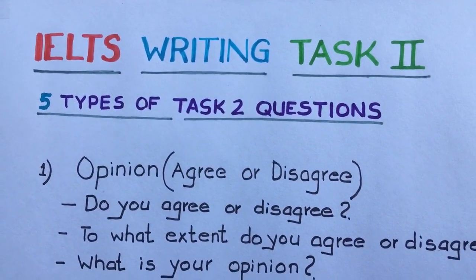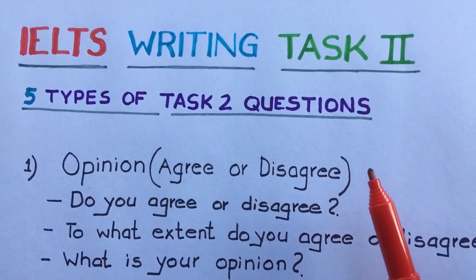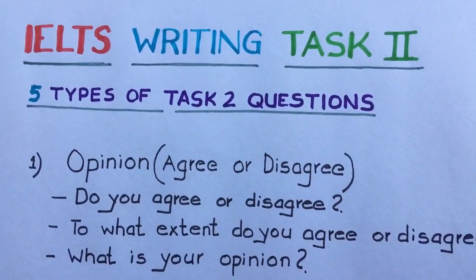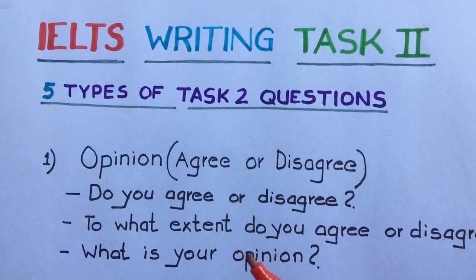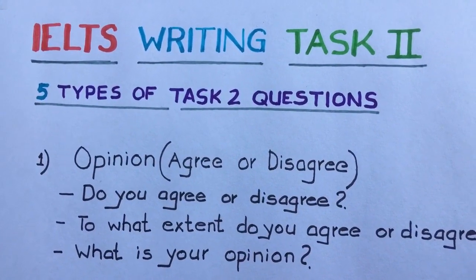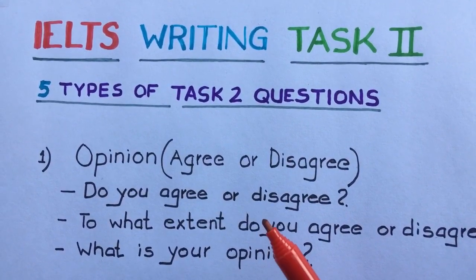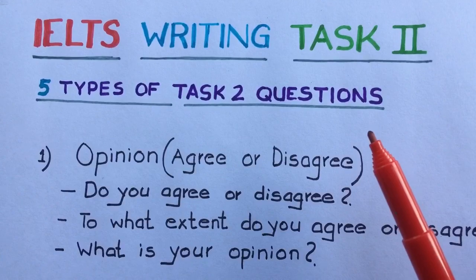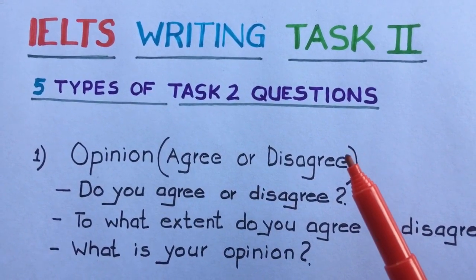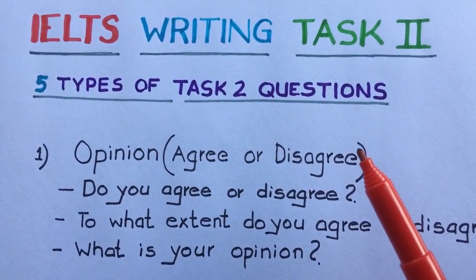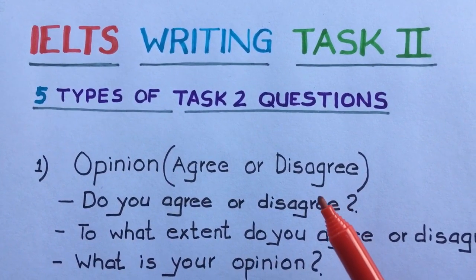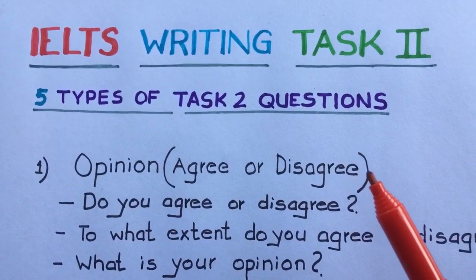There are basically 5 types of task 2 questions asked in your IELTS exam. So let's briefly discuss these 5 types of questions, and we will go in depth one by one in the upcoming videos. So let's get started. What are the 5 types of task 2 questions? There are different types of questions you must have seen in your IELTS exam, but all of them come under just 5 headings. That's what we are going to discuss today.